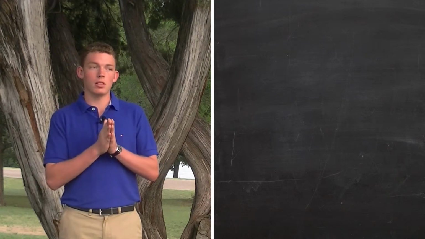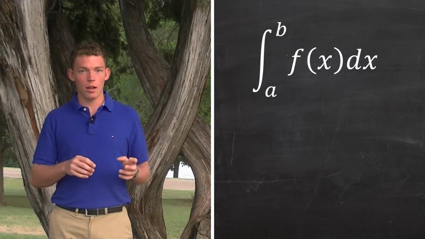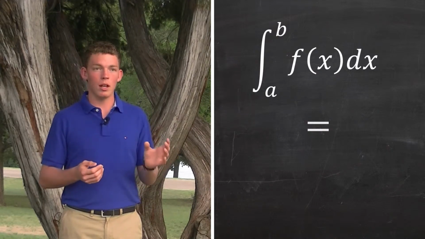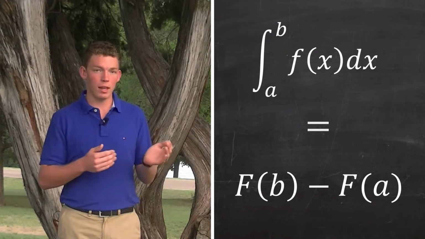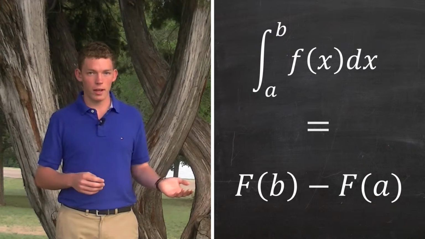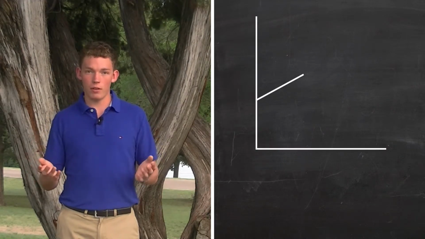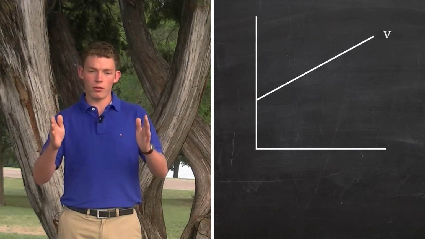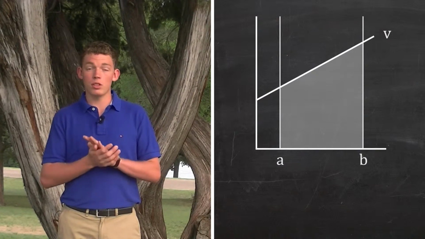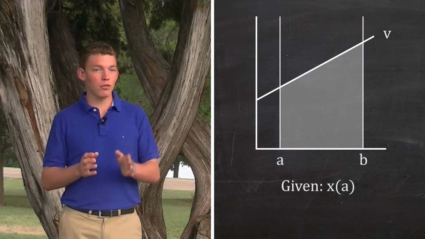Basically, it's saying that the original integral equation that I gave you, the integral from a to b of f of x dx, is equal to capital F of b, so the antiderivative at b, minus the antiderivative at a, so capital F of a. The way you would use this is, say I gave you a velocity graph and said, we need the area from a to b. So find the area from a to b, and then once you've done that, I'll give you the position, let's say, at a. Now I need you to find the position at b.